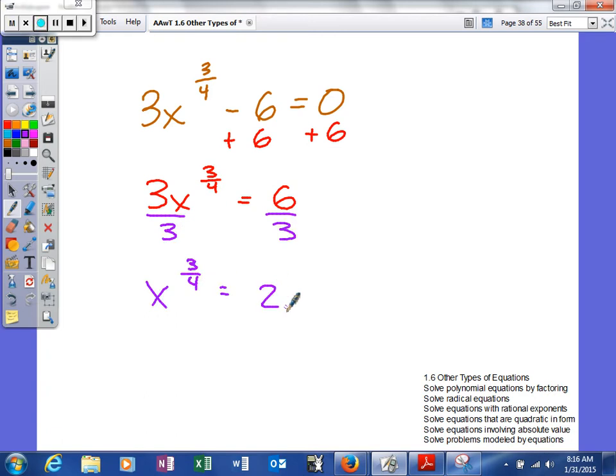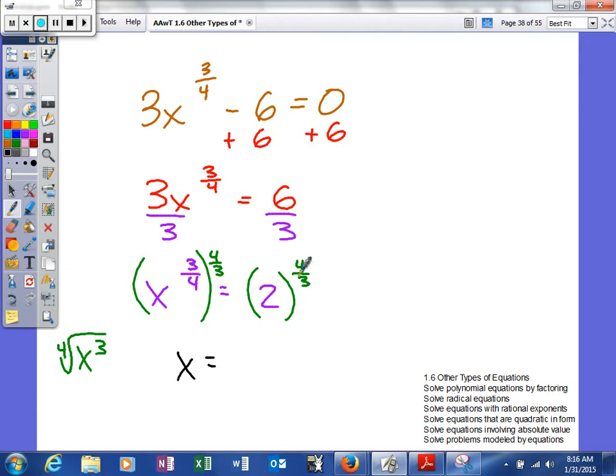Now at this point in time, you could do it in steps. You could rewrite it and say, well, x to the 3/4 is really the 4th root of x cubed, and then undo the cubing and undo the 4th root. Or what you should be able to see is that I can raise both sides to the 4/3 power. The reason that this works is because when you raise an exponent to an exponent using the power rule, you can multiply your exponents together. Well, if you multiply 3/4 times 4/3, you get 12 over 12, which is equivalent to 1.